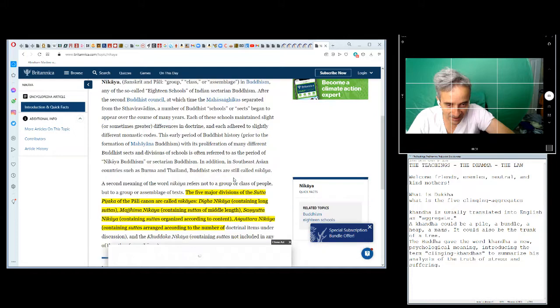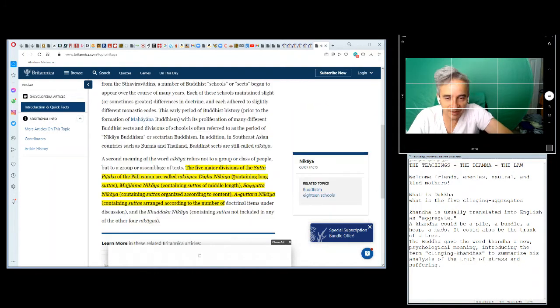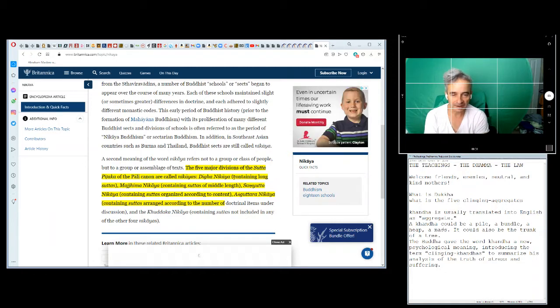So the 5 major divisions of the Sutta Pitaka of the Pali Canon are called Nikayas. The Digha Nikaya, containing long suttas, the Majjhima Nikaya, containing suttas of middle length, the Samyutta Nikaya, containing suttas organized according to content, the Anguttara Nikaya, containing suttas arranged according to the number of doctrinal items under discussion, and the Khuddaka Nikaya, containing suttas not included in any of the other 4 Nikayas.